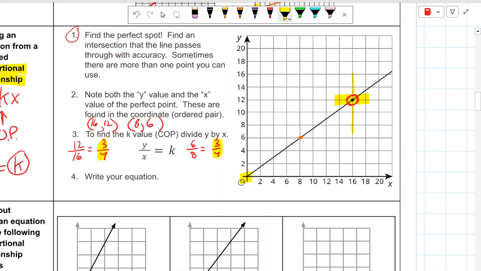Now let's write our equation. It's going to be y is equal to the k value that we found of 3/4 x. Now it can also be written as y is equal to 0.75x, which, 75/100 is the same thing as 3/4, but this would be the preferred method since we're dealing with slope. It's easier to work with.